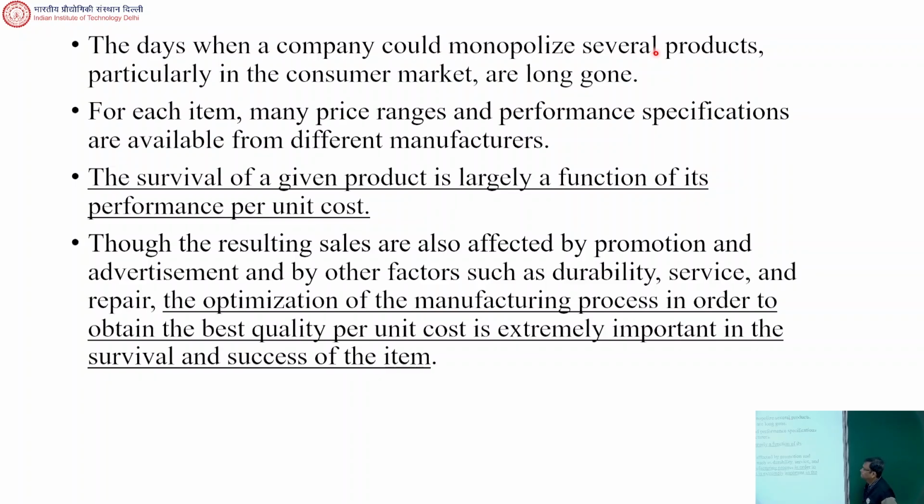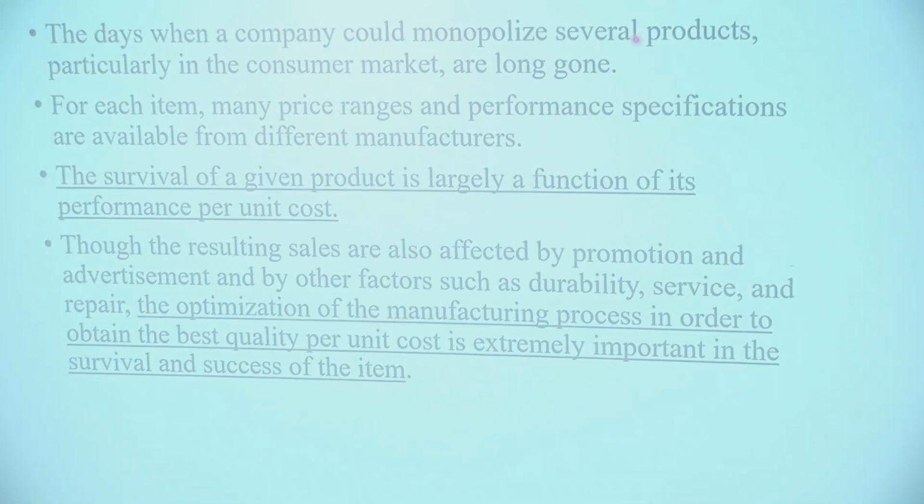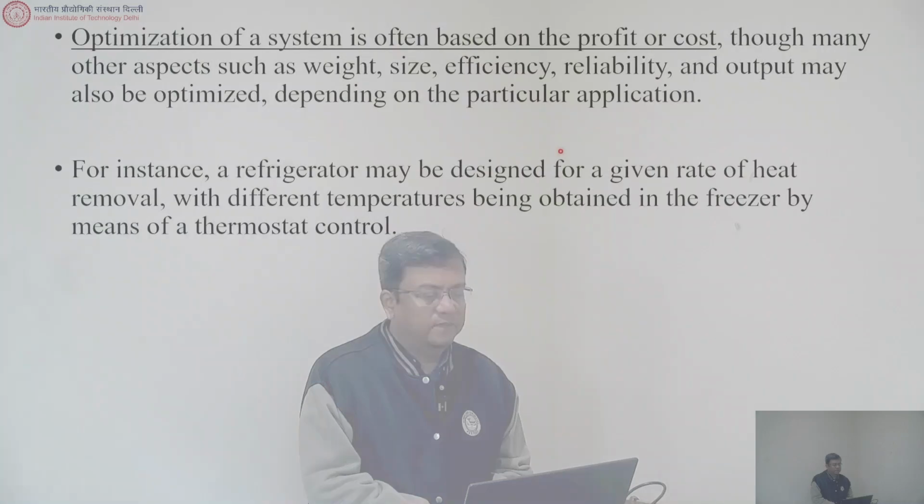So this is how the product is going to survive. Basically, if you broadly see, the survival of a product is largely a function of the performance per unit cost. Like I'm going to pay some money, how good is the performance? So performance per unit cost is going to matter so much. So optimization of the manufacturing process is actually to get the best quality per unit cost. Right. So as I said, optimization based on objective functions.